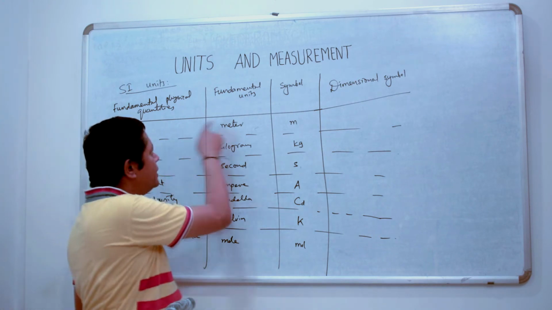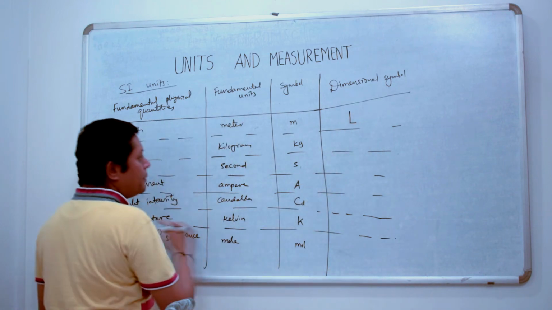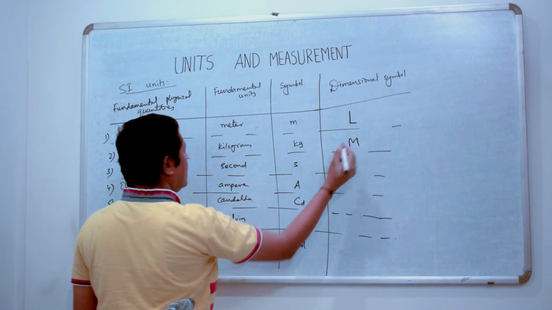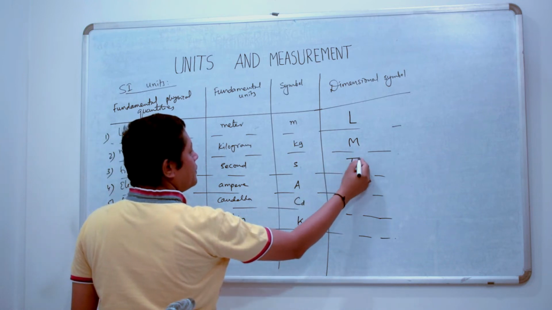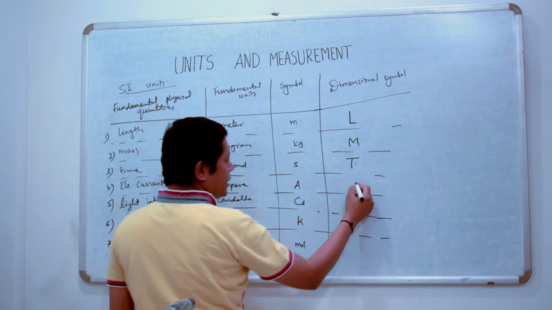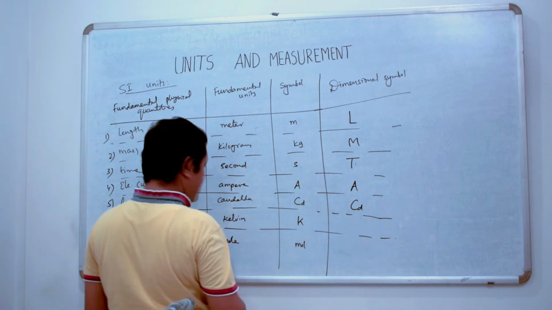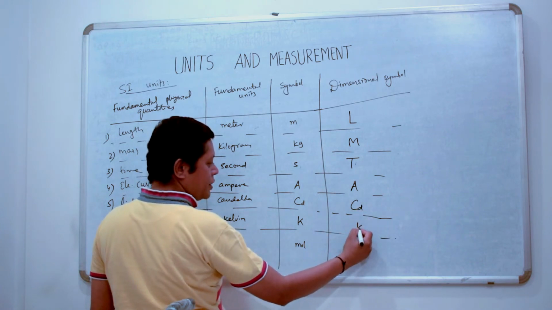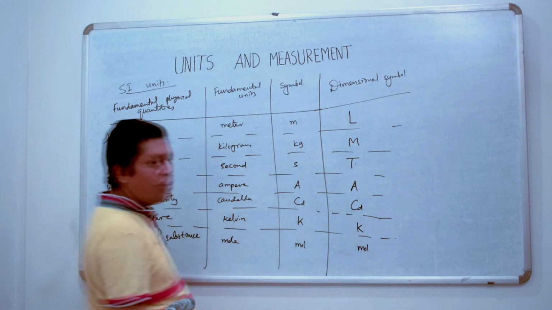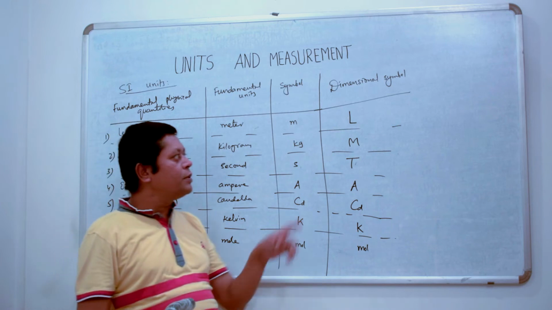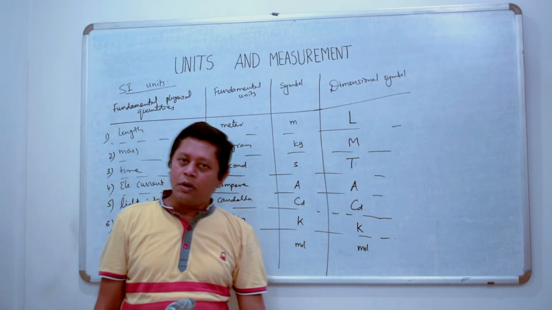So length is represented by the dimensional symbol capital L, mass by M, time by T, electric current by A, light intensity by cd, temperature by Kelvin, that is K, and amount of substance by mol, mole. So these are the symbols for these fundamental physical quantities. These are called dimensional symbols.